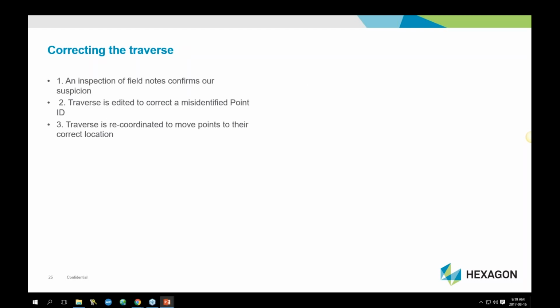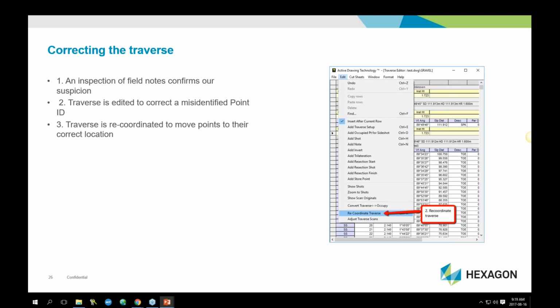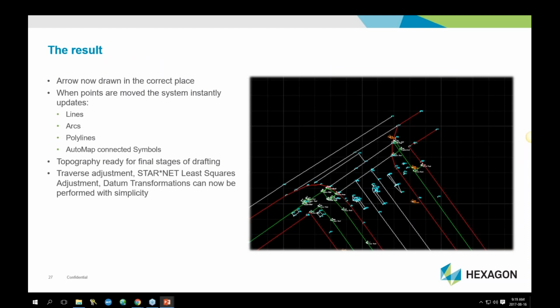So what we can do now is go back into the traverse file, which gets collected as part of the whole process. We can tell that we had misidentified a backsite point, so we can just change it. And then there's a recoordinate traverse function, and what this will do is recompute the positions of all the points that are affected by the traverse. And now that we have Smart Polylines, that means that all of the line work will be updated at the same time. And so now you can see how the arrow has been moved so that it's positioned back in the correct place.